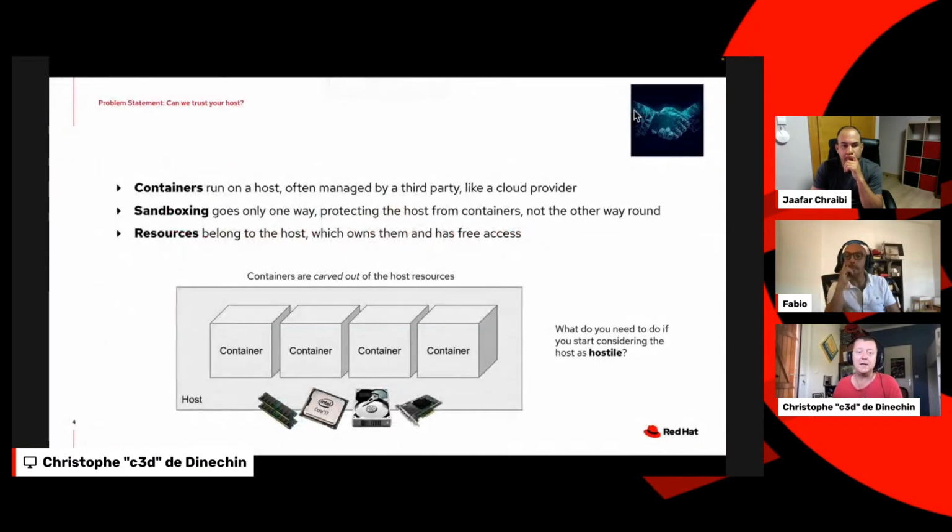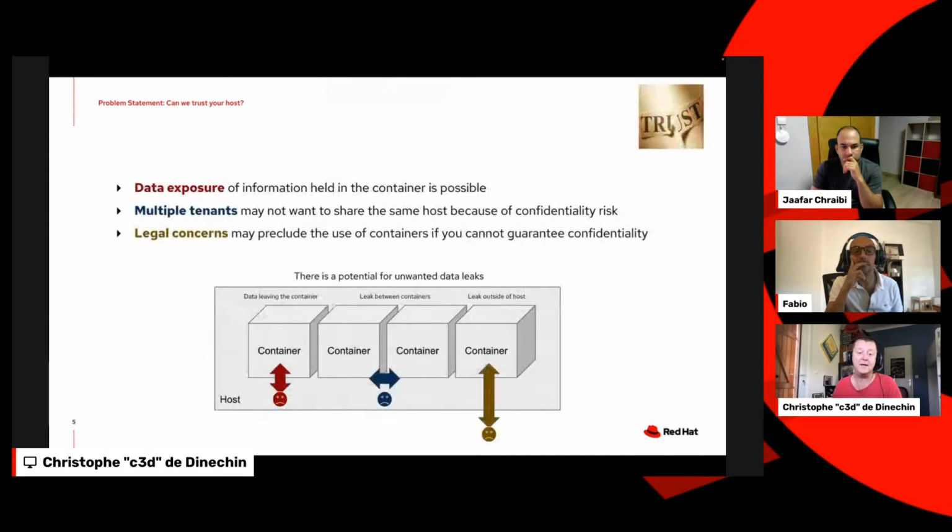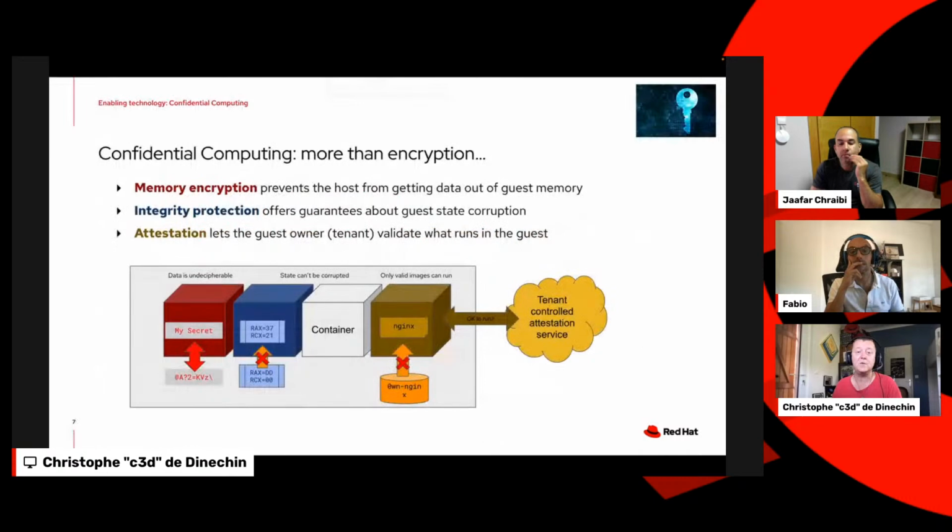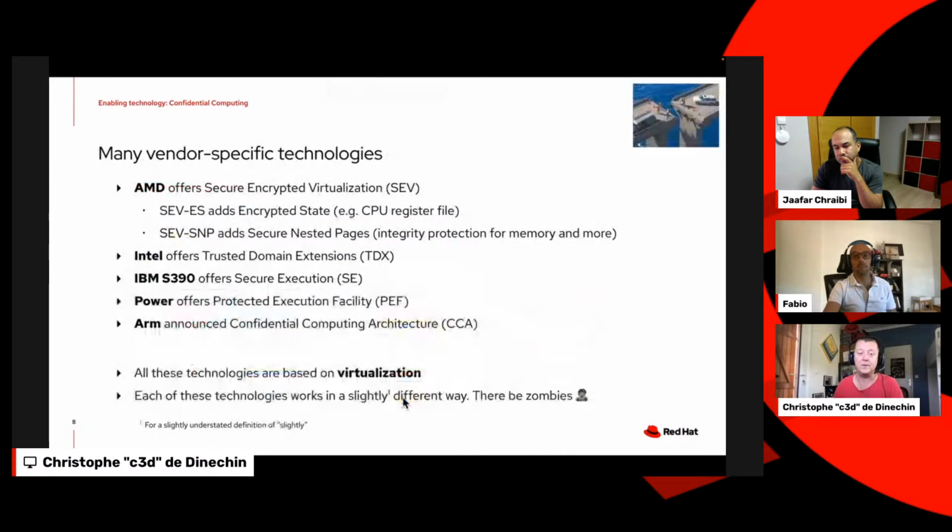And essentially, the problem, as I said, is that the sandboxing that exists today goes one way. It protects the host from containers, but it doesn't protect the containers from the host. And so if you want to consider your host as hostile, then you need to find a way to protect from that. That's essentially what confidential computing does. And it's more than just encryption of memory, right? It's also things like making sure you cannot corrupt the state by injecting data in it. And it's also this attestation service that I was telling you, so that you cannot replace your valid Nginx image by some alternate version or whatever.